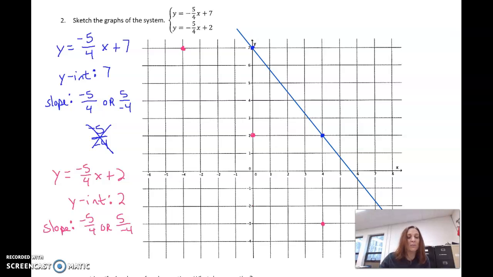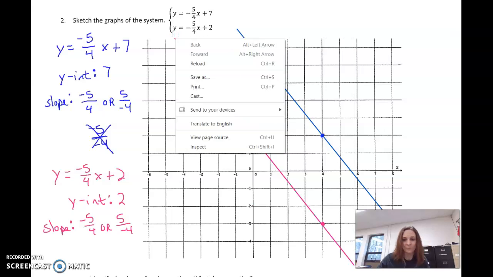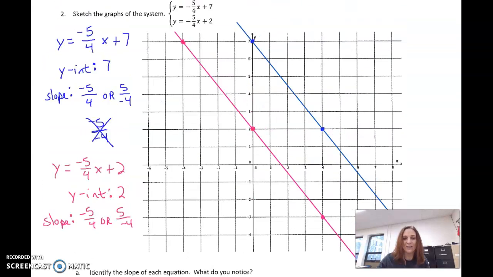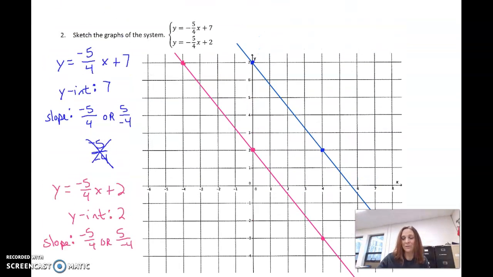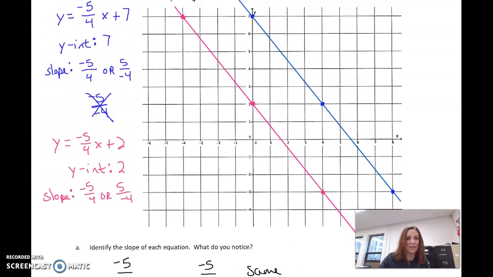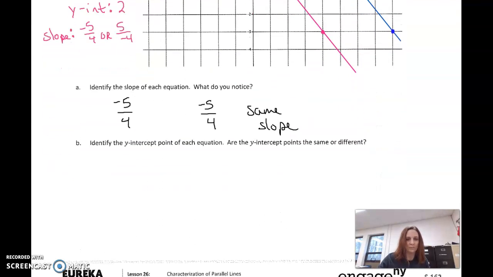It's negative. As we read it from left to right, the graph's going down, which it should be because it's a negative slope. All right, so get my line fixed up here. Okay, identify the slope of each equation. Well, they're both negative 5/4. And that would mean that they're the same. Look at their y-intercepts. We had 7 and 2. And they're different y-intercepts.